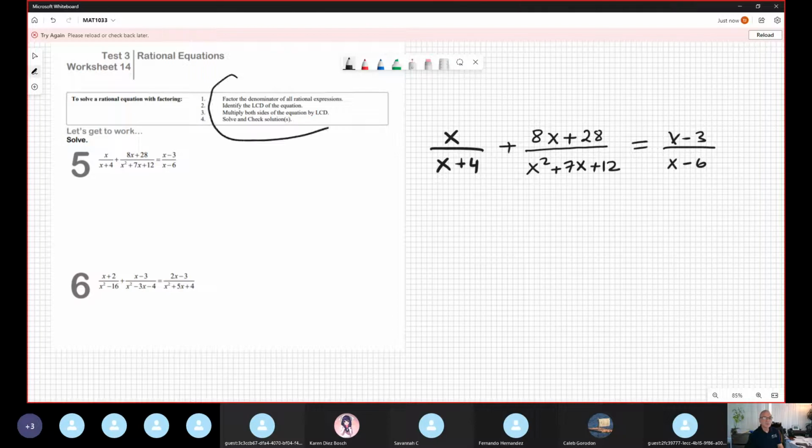Entonces, I try to explain here. Look, these are the steps. Factor the denominators of all rational expressions. Identify the LCD. I include here an identification of restrictions. And multiply both sides of the equation by the LCD. This allows us to clear the fractions, eliminate the fractions. Solve it and check the solution.